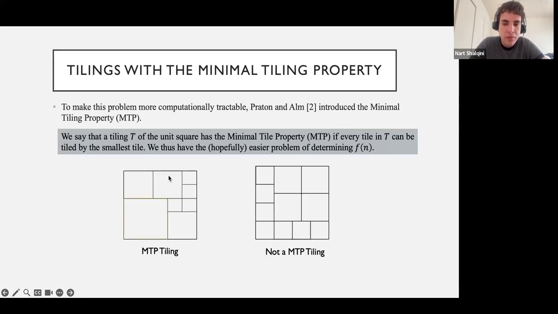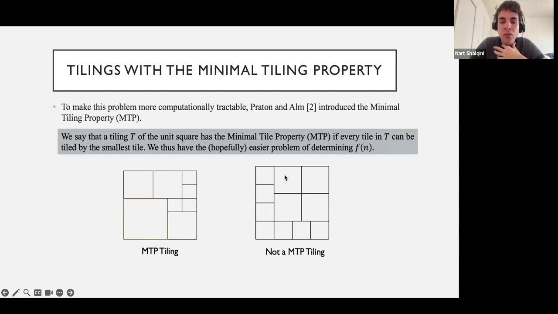So in this case on the left, I have an MTP tiling because if I look at the small squares, each of the small squares can tile the other intermediary squares, right? So the medium square can be tiled with 4 of the smallest square, and the biggest square here can be tiled with 5 of the smallest square, and of course the entire unit square can be tiled with, sorry, 25 of the smallest squares.